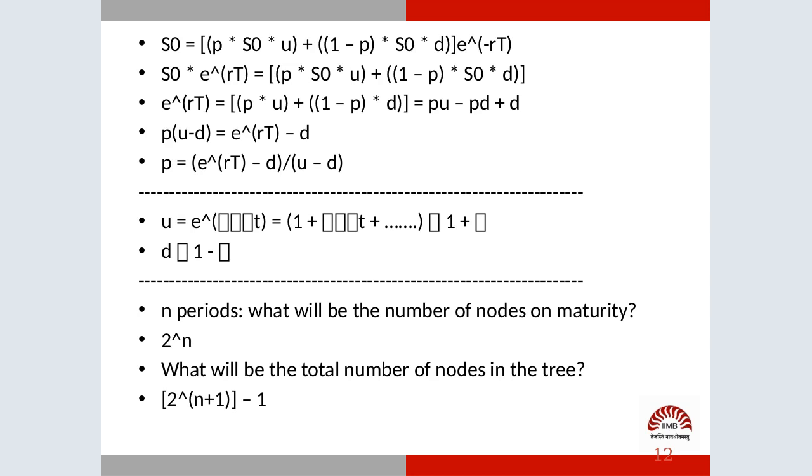No, 2 raised to the power of 1. No. What is n? How many nodes are you having? This is 0, 1, 2, 3, 4, 5 nodes. So you get 2 raised to the power of 5, which we also know is equal to 32. So n equals 5, right?